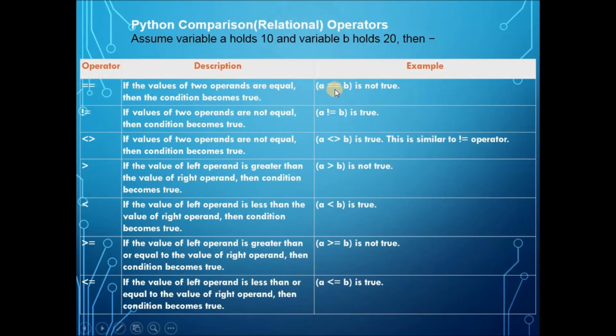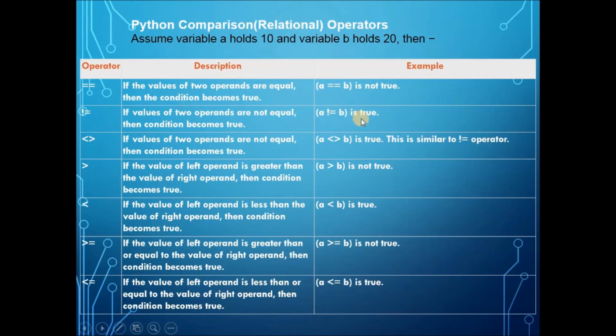So what is the meaning of this? a == b means you are comparing this side value with this side value. If you write a = b, with only a single equals, that means you are assigning b's value to a. That is about the assignment operator, you will get to it later. So a == b means you are comparing this side value with this side value. The value of a is 10, the value of b is 20. So it is not true, that is false. Then again, not equal, this is not equal.